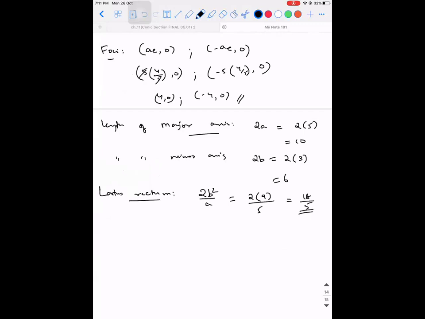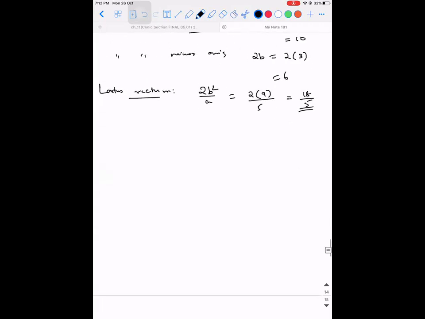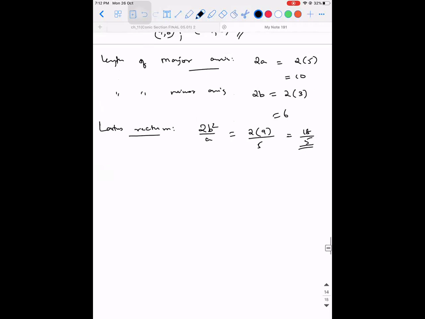So those are the questions that will be in this exercise. Clear? So 18 by 5 units.